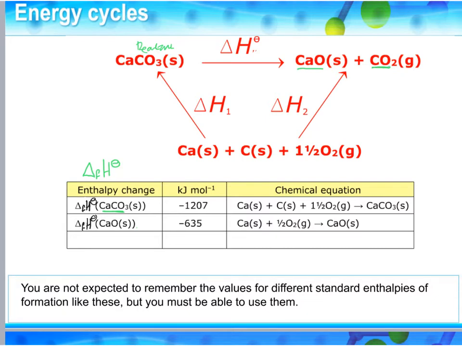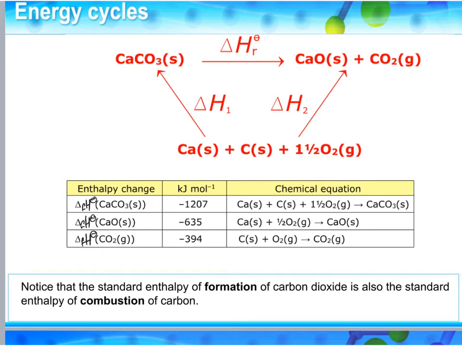Now, just to remind you, the chemical equation for enthalpies of formation is forming 1 mole of a compound from its elements in their standard states. And the chemical equation for the enthalpy of formation of calcium oxide is 1 mole of calcium oxide in its solid state from its elements in their standard states. So here's the third piece, the missing piece of data we need: the enthalpy of formation of carbon dioxide.